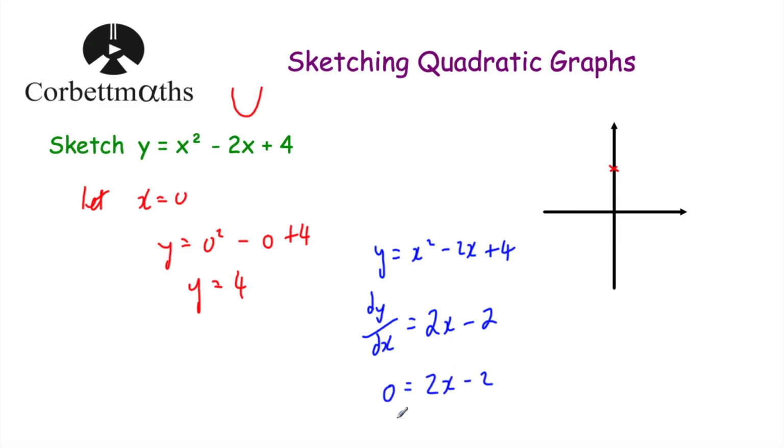If we add 2 to both sides, we get 2 equals 2x. And if we divide by 2, we get x equals 1. So that means that the x coordinate of the turning point will be 1. So it's going to be over here somewhere. So actually now we know the shape of the graph. It's going to look like that.